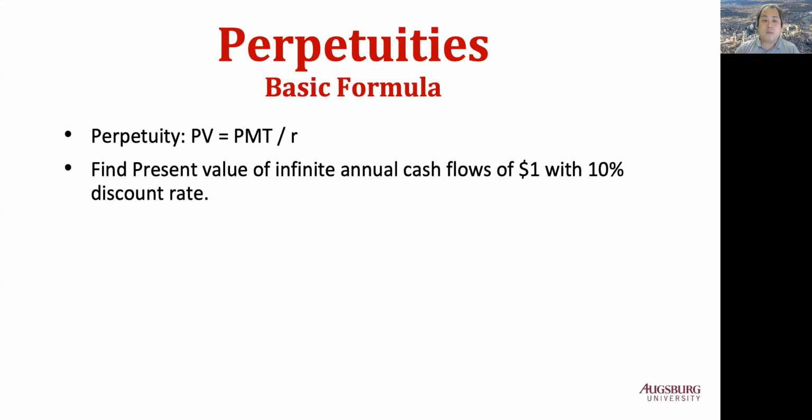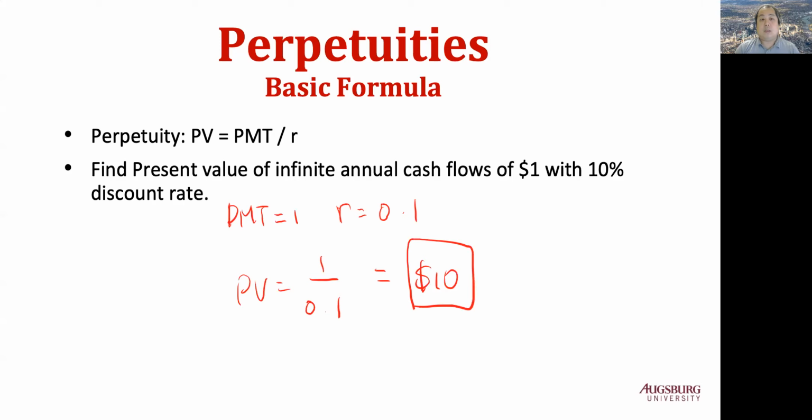So find the present value of an infinite annual cash flow of $1 with a 10% discount rate. Payment is $1, R is 10%, so 0.1. Present value is simply 1 divided by 0.1, which is $10. That's the present value of the perpetuity. Just remember this formula.